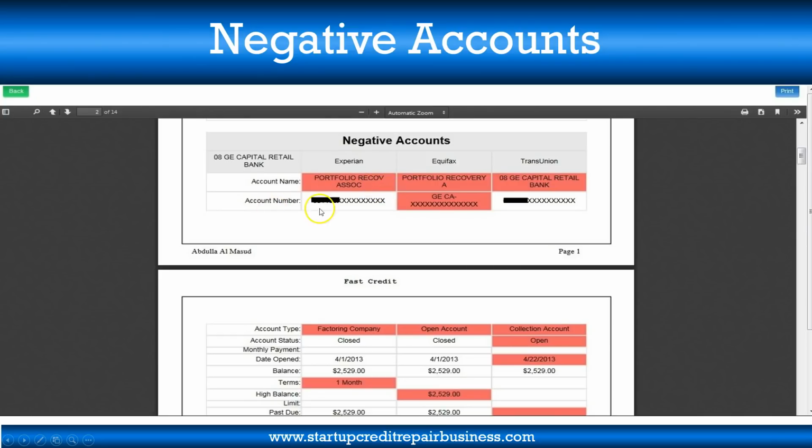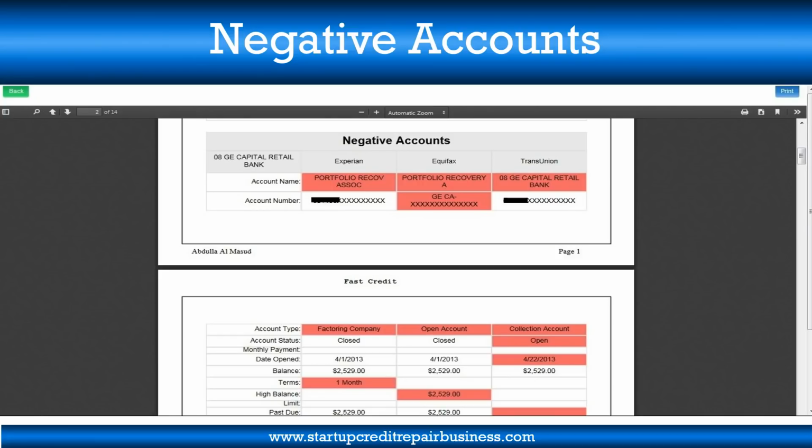Right here, account number. Now what I've done is masked out this account number for privacy reasons, but as you can see, it's just an account number here, but here there's no account number, so that's inaccurate. Right here, account type: factoring company, open account, collection account. I don't even know what a factoring company means, but why is it saying this for Experian? Why is it saying this for Equifax? And why is it saying this for TransUnion? Again, this is inconsistent reporting.